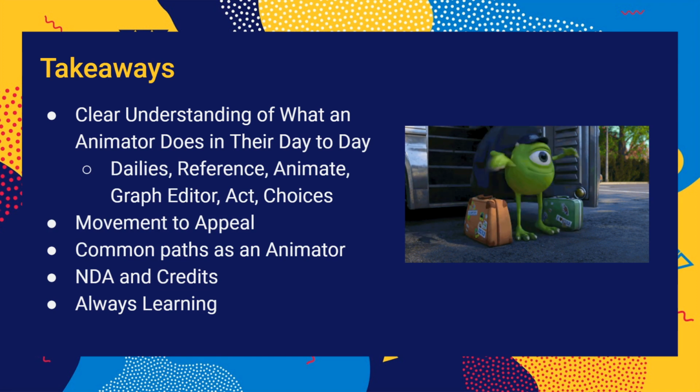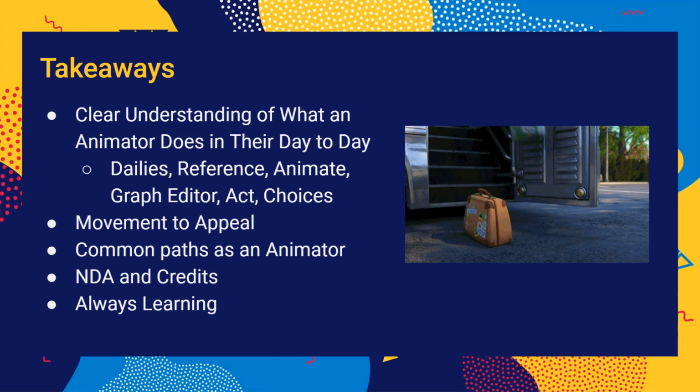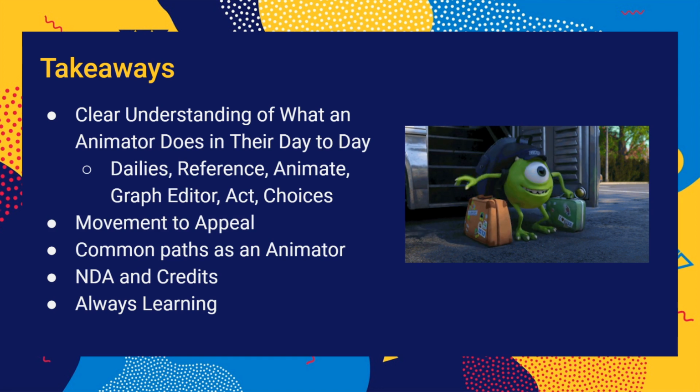They utilize the graph editor to help polish their animations. They act or utilize their knowledge to make their character act in a scene. Finally, they make animation choices and they give the director multiple choices to choose from sometimes. In this class, we'll be going from getting our character to move to making choices and adding appeal to our character's walk.